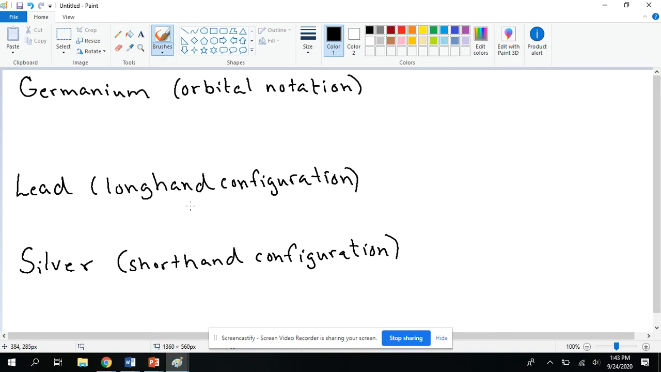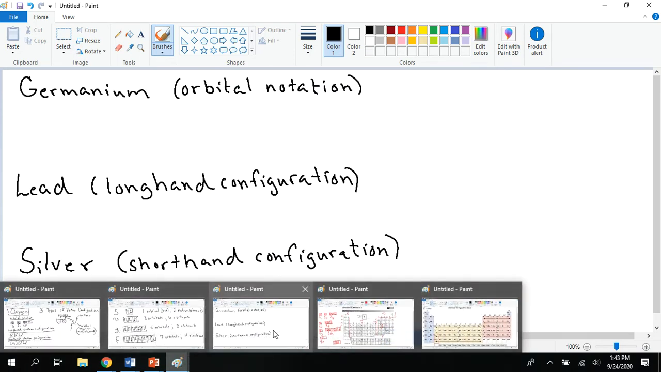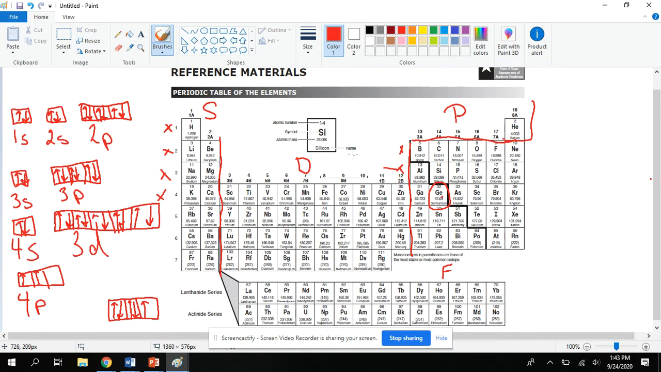The other example was for longhand, and it was for lead, so let's go find lead. Lead is Pb, and it is right here. I'm going to do lead over here, and ideally you would want to do them all out in one line, but I don't have a lot of room here, and I want you to be able to see the periodic table as I do these.